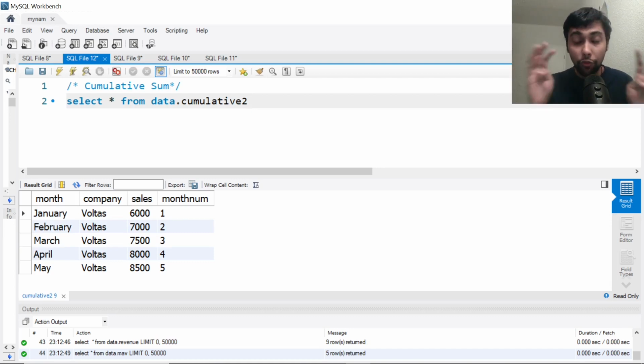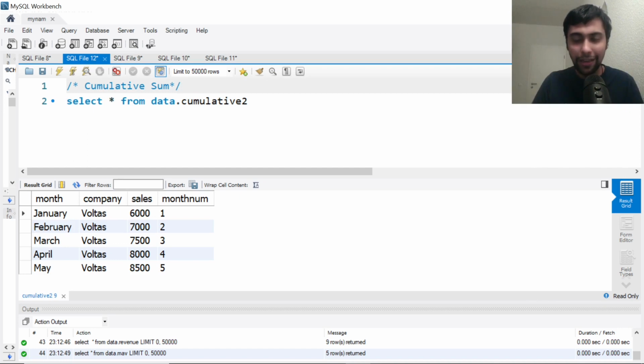Today we are going to see four interesting applications of window functions. All these are commonly asked in company interviews. We're going to try to solve this using SQL, okay? Let's begin right away. The first concept is called cumulative sum.